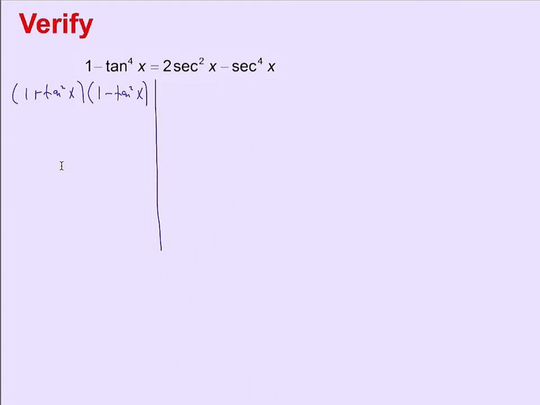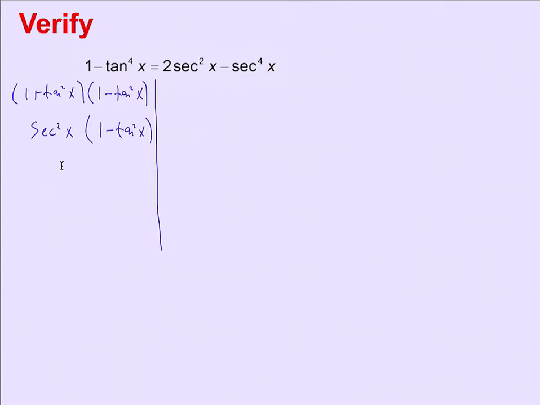Now, 1 plus tangent squared of x, we know that that is secant squared of x. Be careful about 1 minus tangent squared of x. It is not anything. There's really nothing useful to do to that. I know it's so tempting to say, oh, that's just the opposite, so it's just negative secant squared of x. But no, it's not the opposite. If there was a negative sign in there, then that would be okay. But it's not. So secant squared of x times 1 minus tan squared of x. I certainly could keep going there if I wanted to, but I don't.